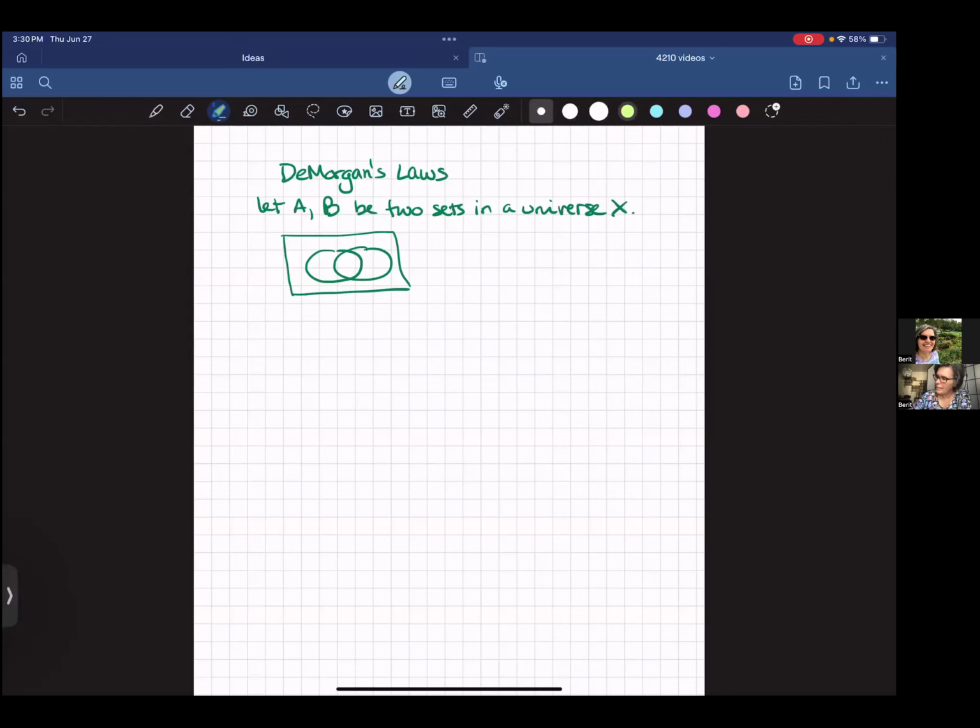Okay. And then to help us kind of figure out what's going on, let's shade A complement. So A complement is the stuff outside of A. I'm going to make that a little bit bigger so this goes slightly faster. A complement is the stuff that's outside of A. And then B complement is the stuff that's outside of B.